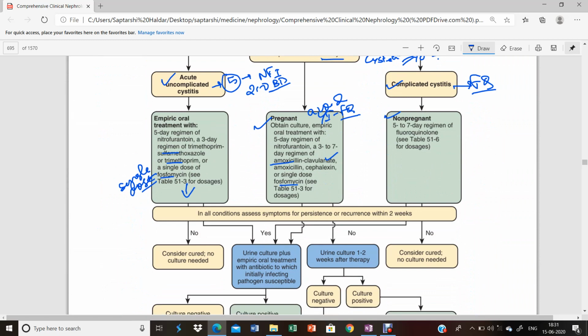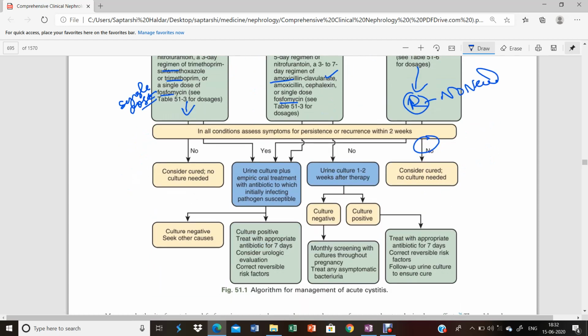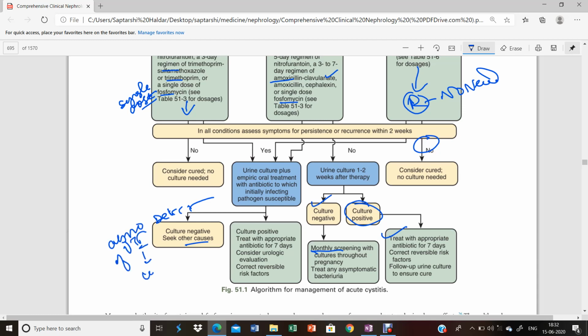If the patient responds, then there is no need of any intervention. If not, then we do the culture. If culture positive, then treat accordingly. If culture negative, then screening, and detect other causes or any abnormality of the urinary tract. For abnormality of the urinary tract, do cystoscopy or think of other causes.